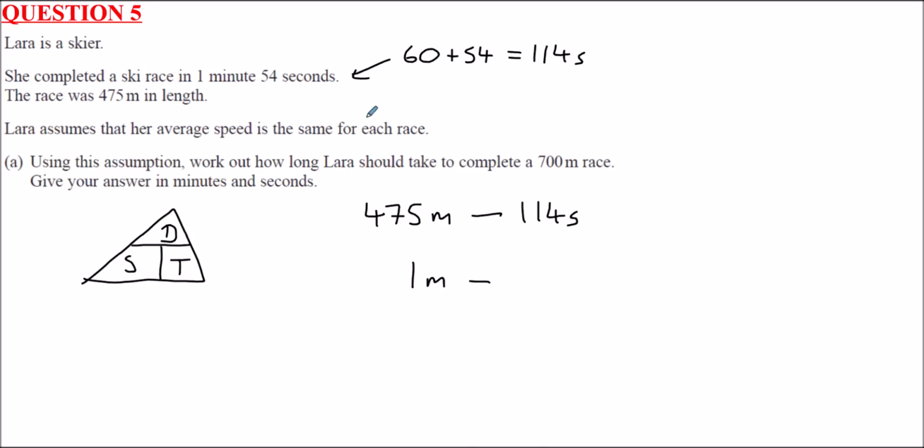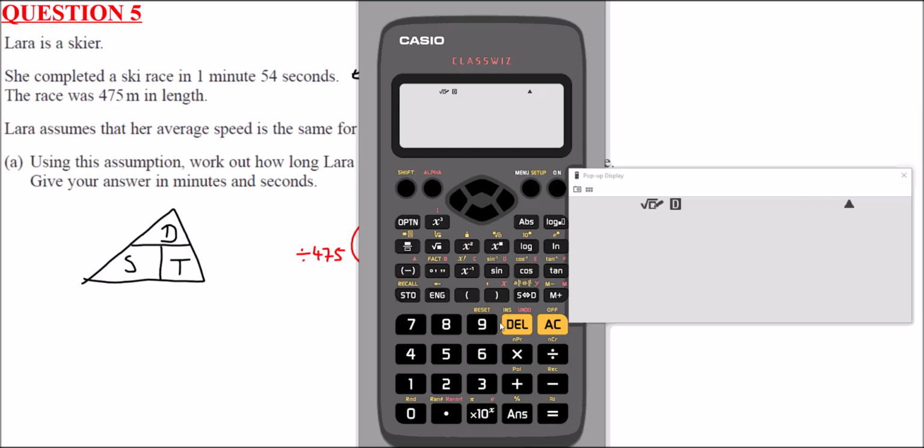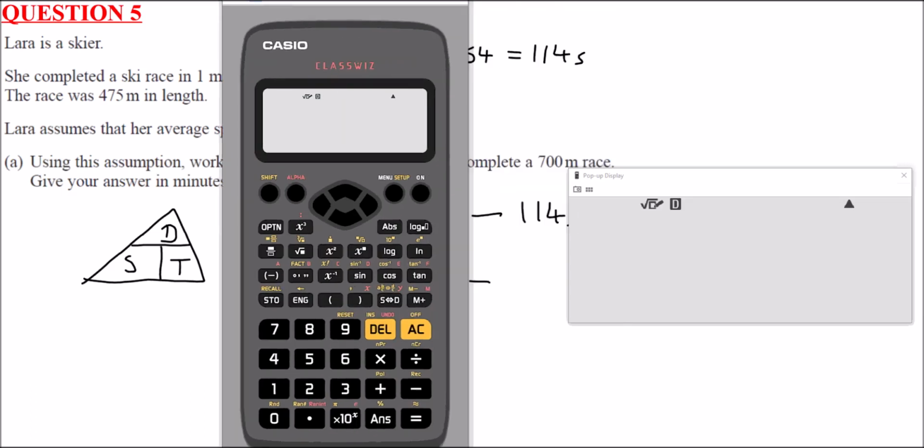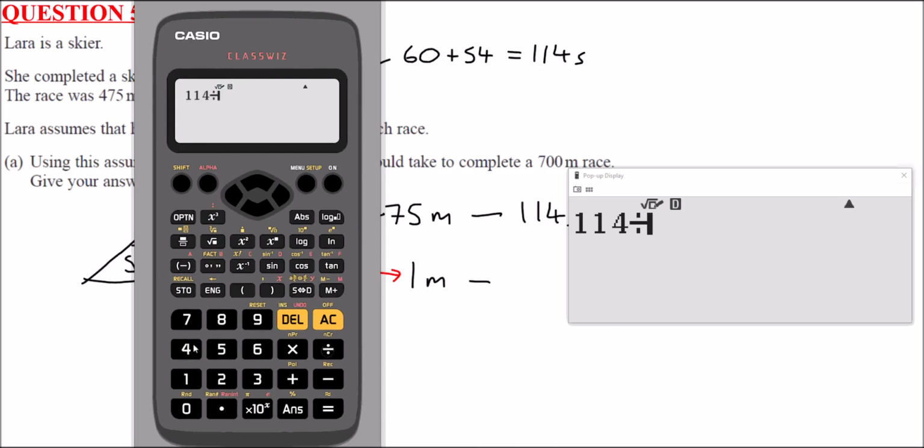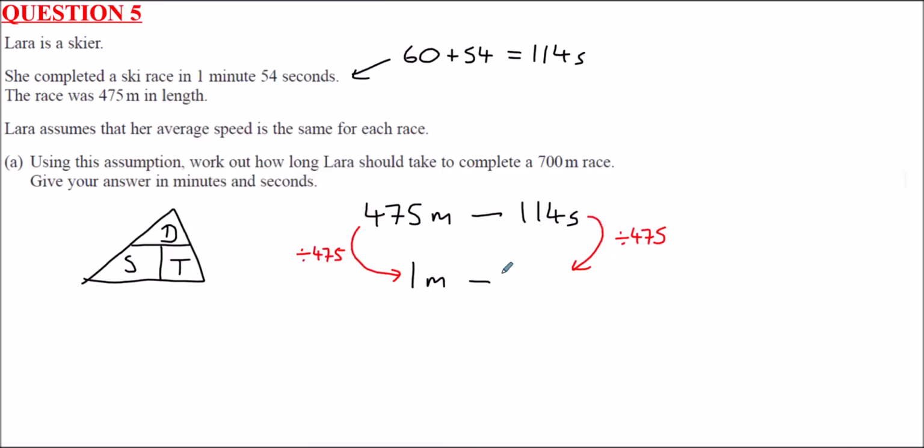So to build to 700 meters, well, let's just think about how long it'd take her to do 1 meter. So how can we go from 475 down to 1? Well, we can divide by 475. If we do that to this side, we must do the same to the other. So 114 divided by 475. That gives us 6/25, 0.24. So each meter only takes about 1/4 of a second to do, which makes sense.